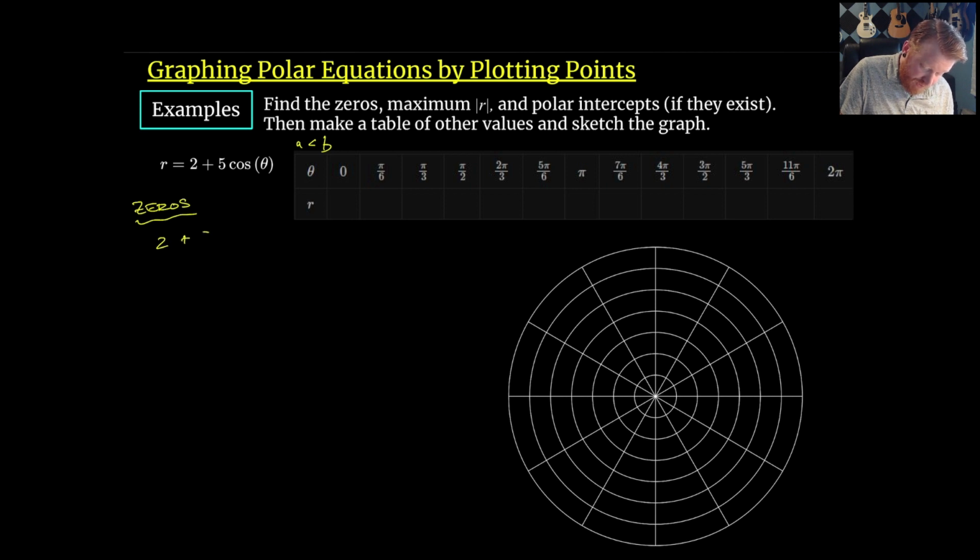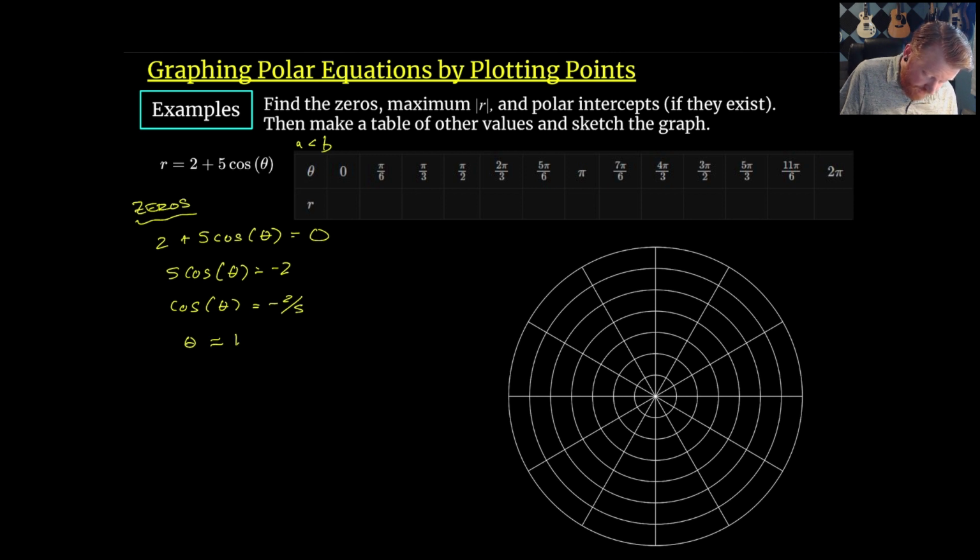But we want to do 2 plus 5 cosine theta equals 0. So we're trying to figure out where this goes through the pole, and that would be where the radius has a length of 0. Subtract 2 from both sides, we'll get that 5 cosine theta equals negative 2. Divide both sides by 5, we'll get that cosine theta is equal to negative 2/5. Take the inverse cosine, and we'll get that theta is about 1.98, I believe, radians.